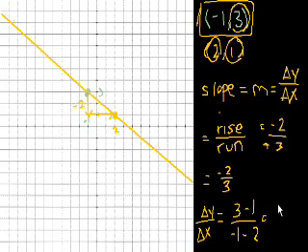So 3 minus 1 is 2. And -1 minus -2 is equal to -3. So same thing, we got -2 over 3.